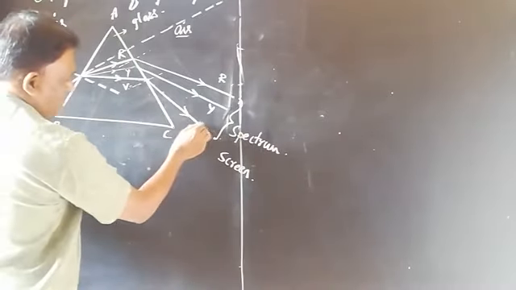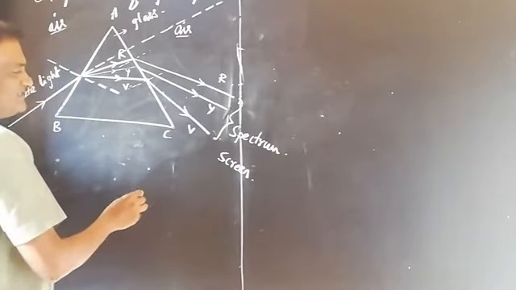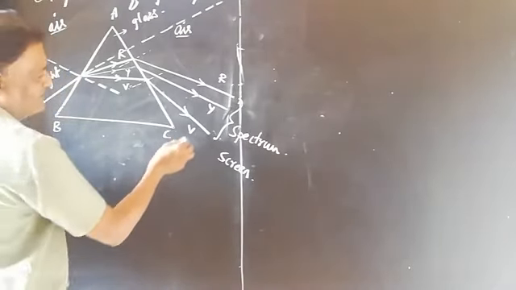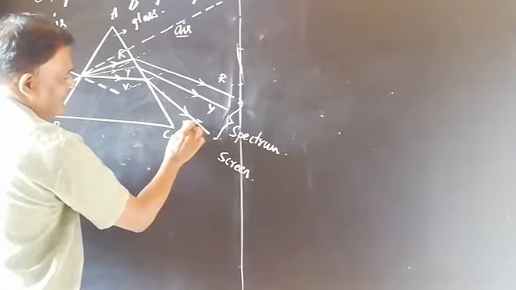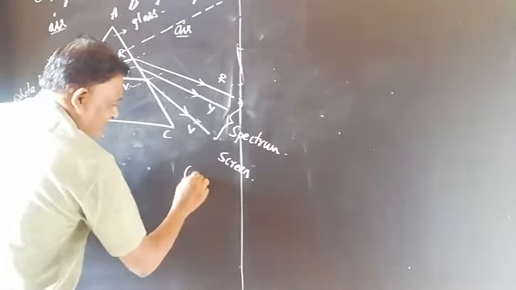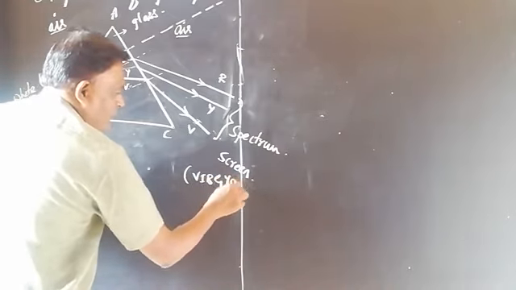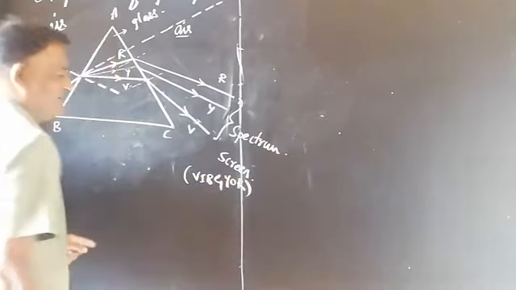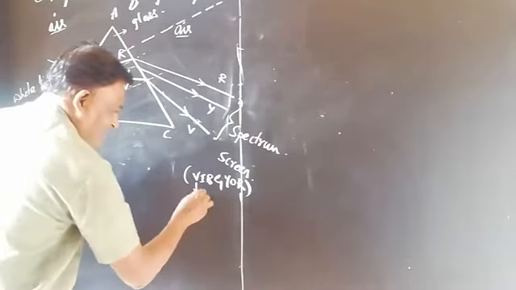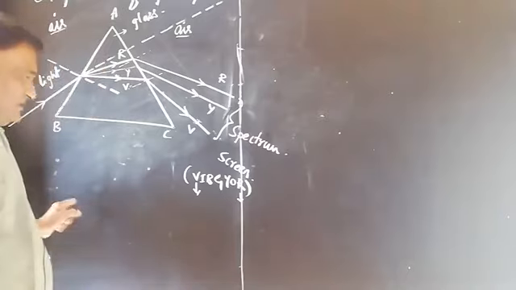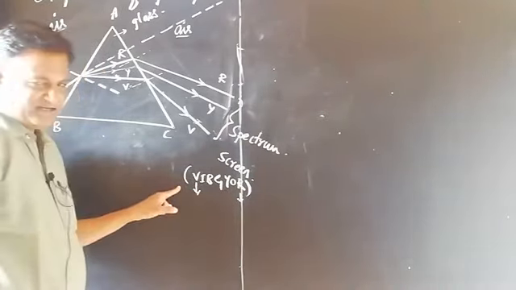So the 7 colors are comprised in white light. The 7 colors are violet, indigo, blue, green, yellow, orange and red. Violet and red are two extreme colors. So this is the visible light spectrum.